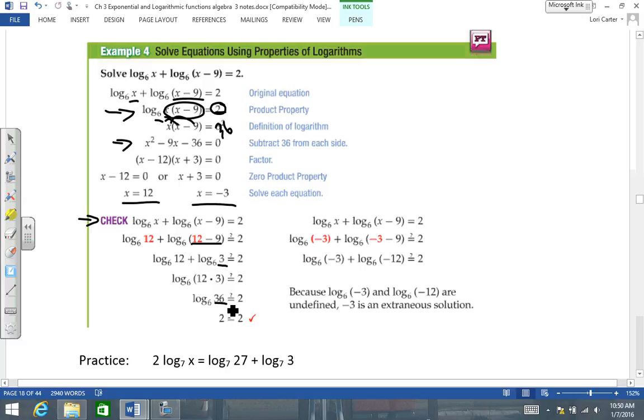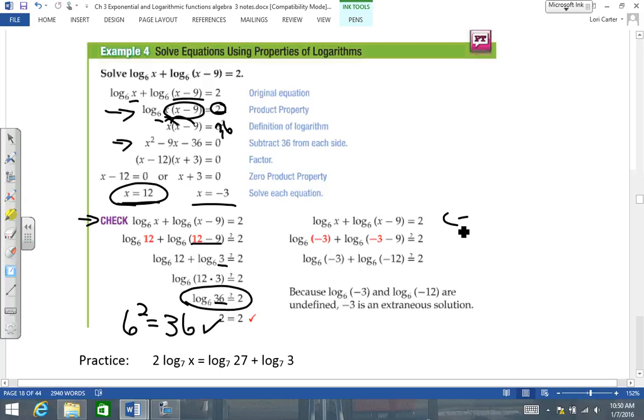All right. How do I rewrite this? Denton? Rewrite this out of log. Yep. What's the base? What's the exponent? What's the answer? 6 to the 2. Thank you. So that means 6 squared equals what? 36. Is that true? Yes, so this one checks, so 12 is an answer. Good? Circle that. Now we have to plug the negative 3 into the same problem.